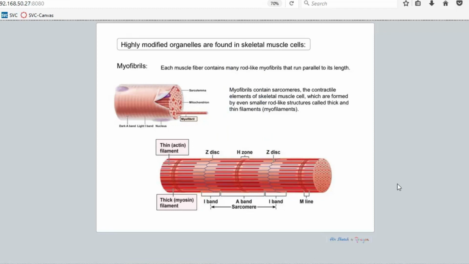Okay, so there are some specific organelles that we need to talk about in skeletal muscle. Skeletal muscle has some highly modified organelles that are found within their cells. And one of those is a myofibril. These myofibrils are organelles. They're highly modified. They're made just for skeletal muscle, or for muscle. And we've already talked about those, so I'm going to continue on.